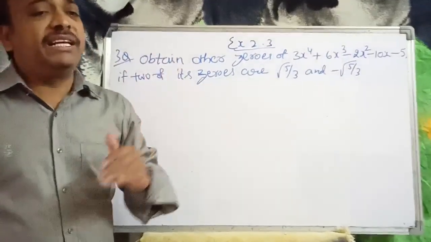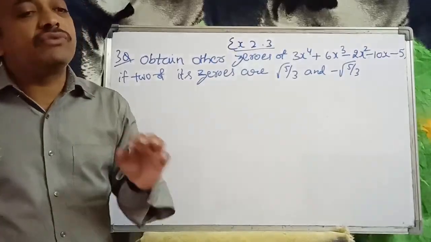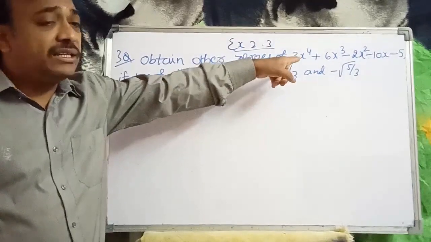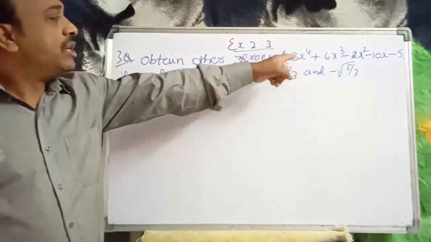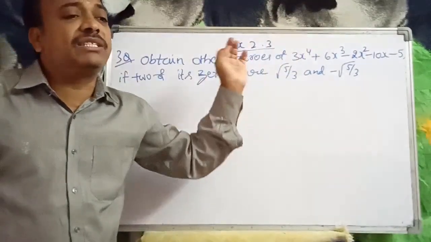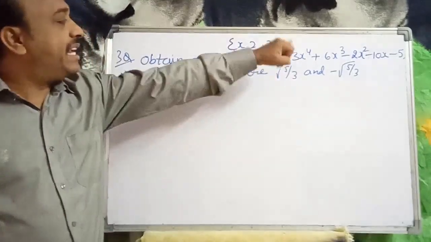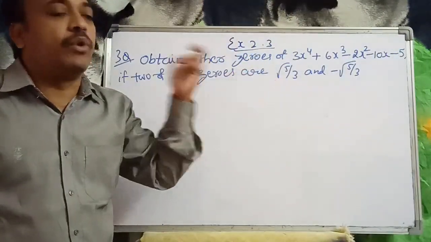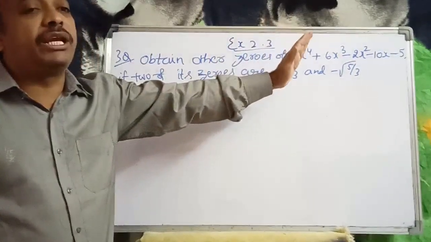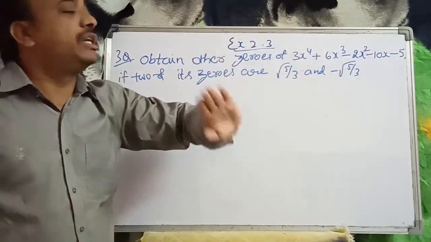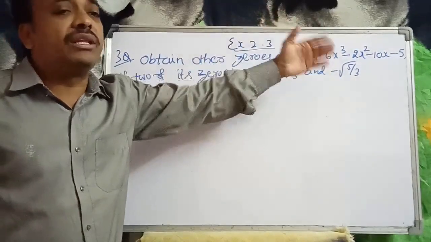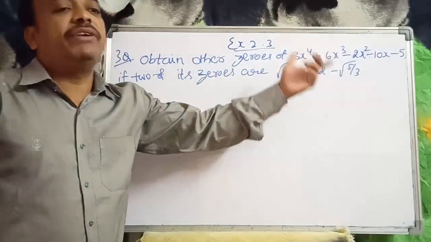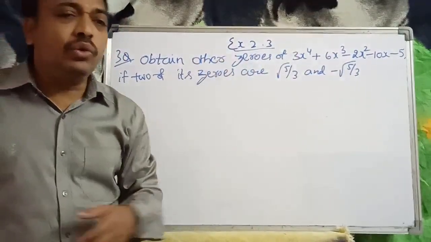Now before obtaining zeros, you can guess how many zeros there will be for the given polynomial. This is p of x, a polynomial. The highest power is 4, so the degree of this polynomial is 4. That is a biquadratic polynomial. If the degree is 4, then the zeros also will be 4. Already he gave 2 zeros, so we have to obtain the other 2 zeros.